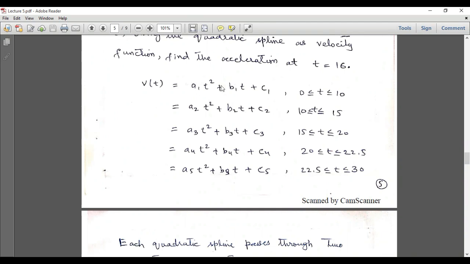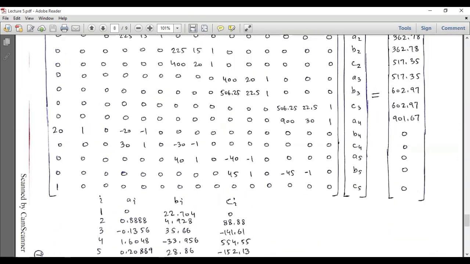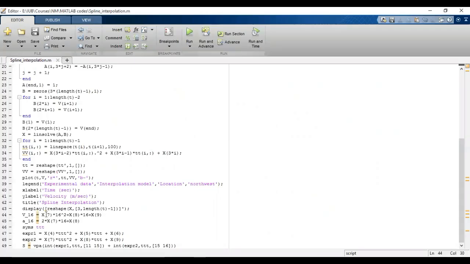So A1 is X1, B1 is X2, this is X3, this is X4, this is X5, this is X6, this is X7, this is X8 and this is X9. So in the code we have to use X7, X8 and X9, right? This is actually A3 t squared plus B3 t plus C3. So A3 is X7, B3 is X8 and C3 is X9. This is how we will calculate the velocity at t equal to 16.